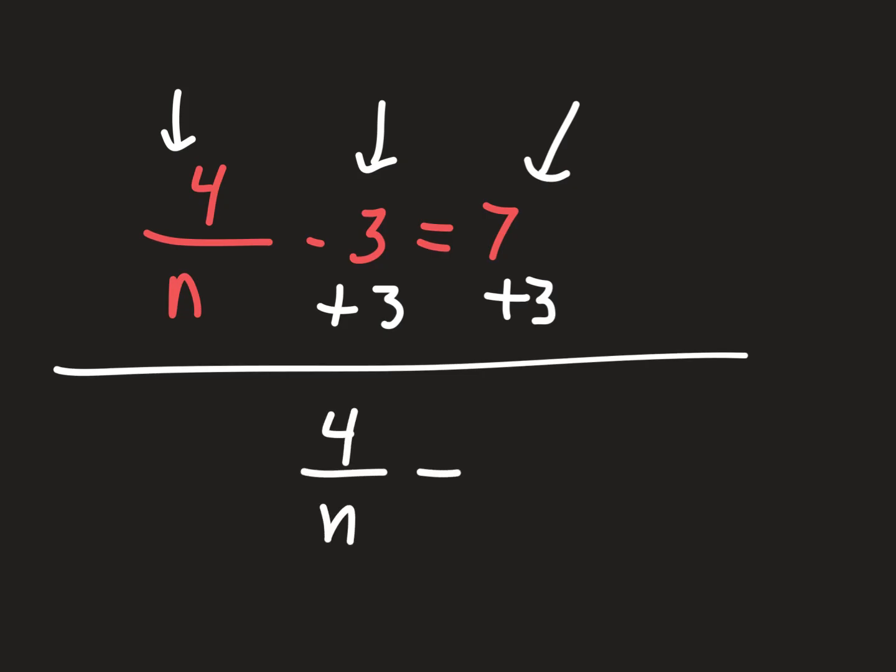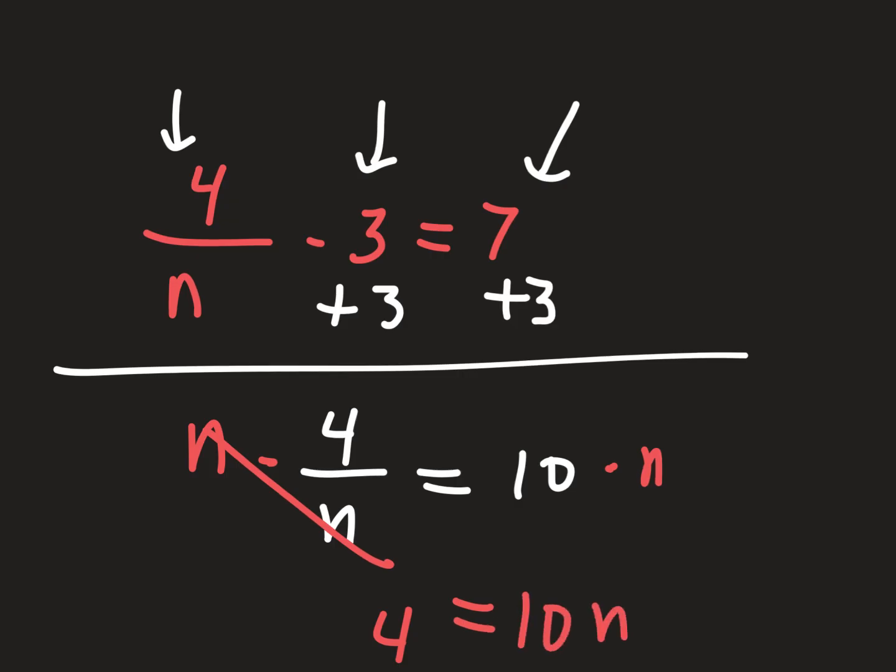4 over n equals 10. Now, if I times both sides by n, 4 equals 10n. And I'm almost done. Just divide by 10. Make sense? All right. That was one of the algebra things that got people today. Here's another one.